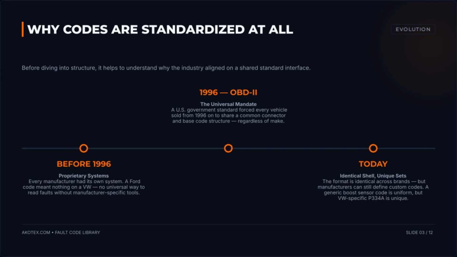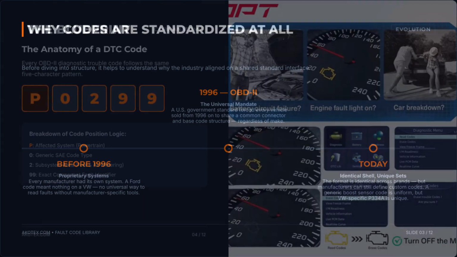Now here's the part people get wrong. The genius of OBD-II wasn't that every code became identical across brands. It's that the format became identical, while still leaving room for manufacturers to define their own codes inside that format. That's why a generic boost sensor code looks exactly the same whether you're driving a VW or a Chevy, but a VW-specific actuator code like P334A doesn't exist on any other brand at all. Keep that distinction in mind. It's the foundation for everything else in this video.